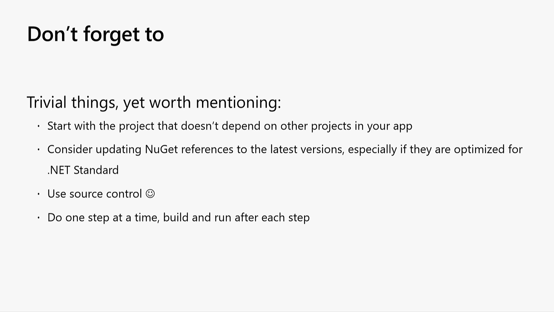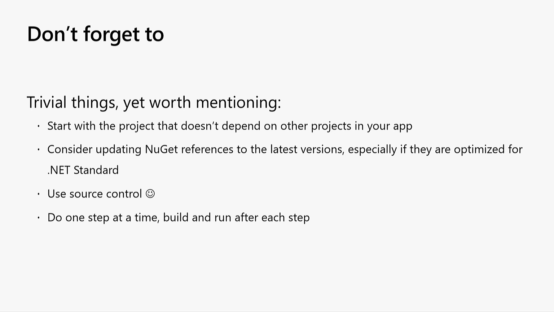So, trivial checklist. First thing, when you're going to port an application that has many projects, start with the project that has no dependency on other projects, and then move up. Consider updating your NuGet packages. If your application is old, it might use old versions of NuGet packages, and those versions might not have support for .NET Standard or .NET Core because they were created before .NET Standard or .NET Core came around. So if you suspect that is the case, go ahead and update all your NuGet packages to the latest version.